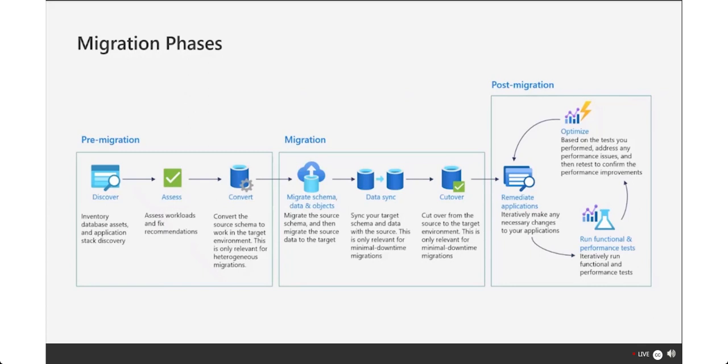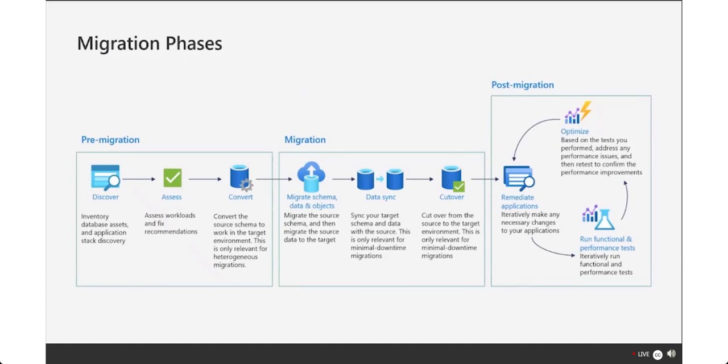As we look at the actual migration phase, where you're migrating the schema and the database objects from the source database over to the cloud, we're going to be talking about some of the tooling that we'll be using to perform that actual migration in real time or in an offline scenario. But we'll also look at how to sync your target schema and the data with the source, which is relevant and needed if you're using a minimal downtime migration strategy. And then at some point, you're going to have to do that cutover, where you take this application, this workload, over to the new environment.